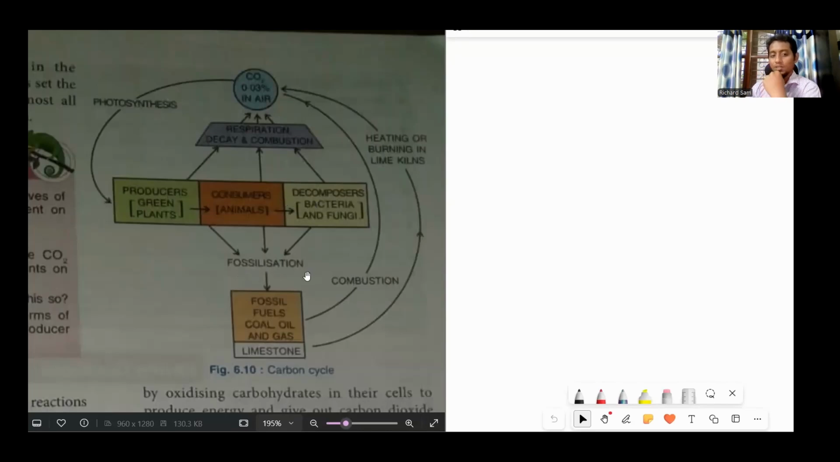On the other side, you can see fossilization. If they become fossils, they turn into fossil fuels, which contain carbon: coal, petroleum, or CNG, that's natural gas. Coal, oil means petroleum, and gas means natural gas. These are the three fossil fuels. They all contain carbon. Even limestone is made up of carbon. Limestone is also found under the earth. Now, when any of these fossil fuels are burned, it turns back into carbon dioxide. Or limestone, if you heat it, again turns back into carbon dioxide. Okay, so you can see the cycle. Is the diagram clear, everyone?